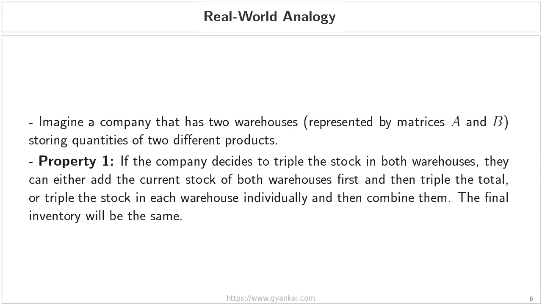First, let us apply the first property we discussed, the distributive law over matrix addition. Suppose the company decides to triple the stock in both warehouses. They have two ways to approach this. They could first add the current stock of both warehouses together to find the total and then triple that sum. Alternatively, they could triple the stock in each warehouse individually and then combine the results. As we saw in our previous example, the final inventory will be exactly the same regardless of the method used.